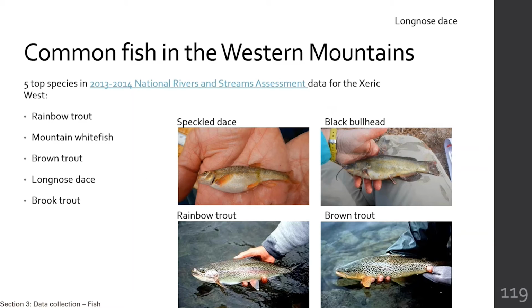Some of the more common fish in the Western Mountains, as determined by the National Rivers and Streams Assessment, sorry, this actually is for the Western Mountains, not the Arid West: rainbow trout, mountain whitefish, brown trout, long-nosed dace, brook trout. So if you want to learn to key in on these species, that would probably be helpful.